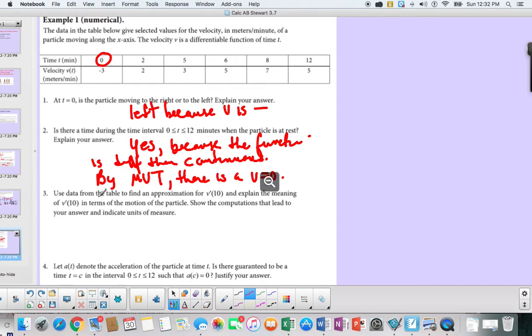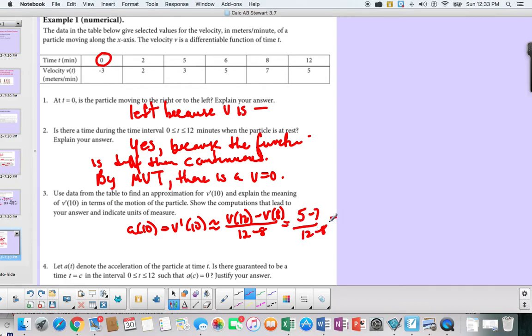From the table, can we approximate v prime of 10, which is acceleration? Acceleration at 10, which is the derivative of velocity at 10, we can approximate it, that's about the best we can do, by doing the velocity at 12 minus the velocity at 8. These are the two values that are closest to 10, divided by 12 minus 8. And so that'll be 5, take away 7, all over 12 minus 8, which is -2/4, or -1/2, and this is meters per minute squared.